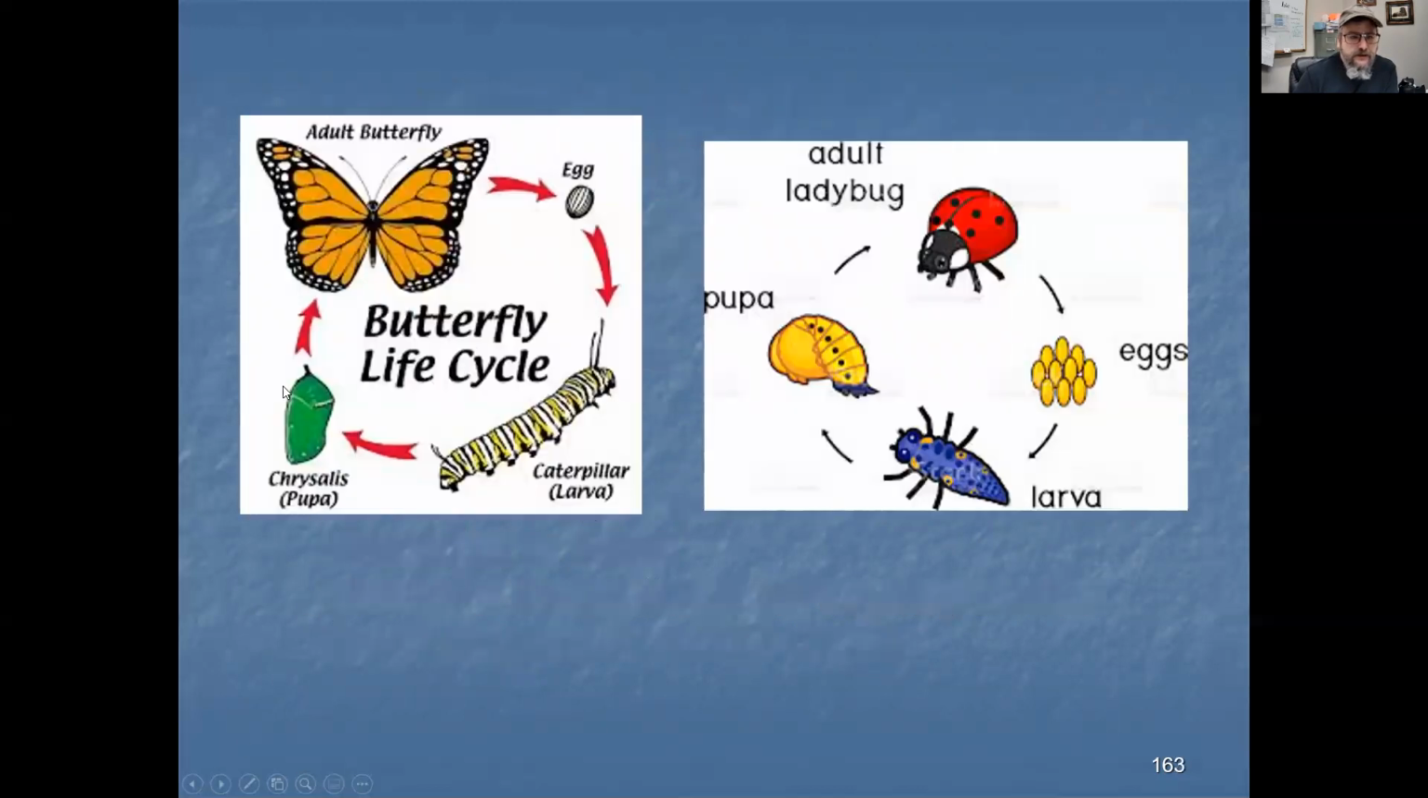So here's the life cycle, adult butterfly. So you've got the egg stage, the caterpillar, larva stage, then you've got a pupa resting stage, and then the adult. Ladybug, you go from adult ladybug eggs to the larva to the pupa to the adult. So that's known as complete metamorphosis.